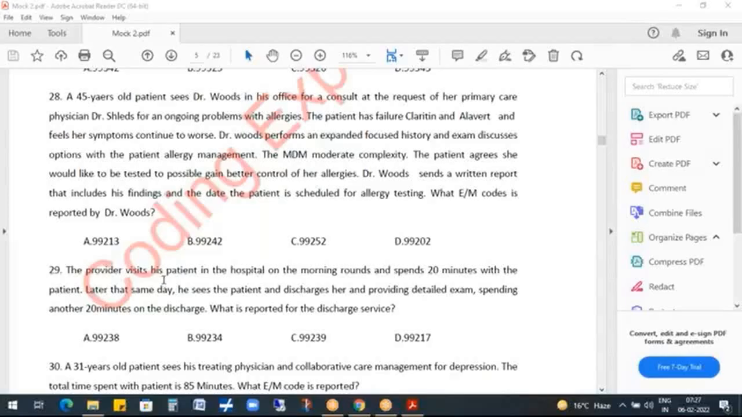The provider visits his patient in the hospital on the morning round and spends 20 minutes with the patient. Later, the same day, he sees the patient and discharges her from the hospital. Now, what are the 5 basic rules when I am teaching E&M? What is the first point you need to understand? Where is the patient here? Inpatient, sir. Inpatient, that means they are going to discharge the patient. Yes, sir. Discharge codes are based on time, as you know. Yes, sir.